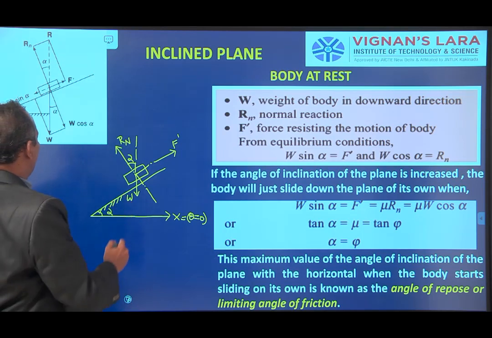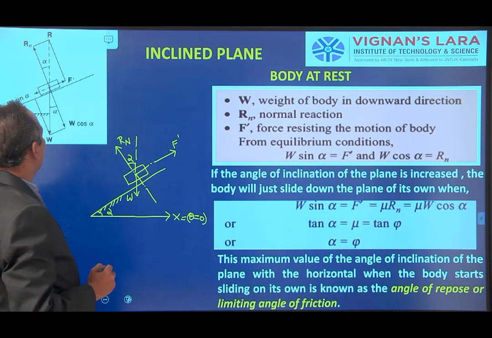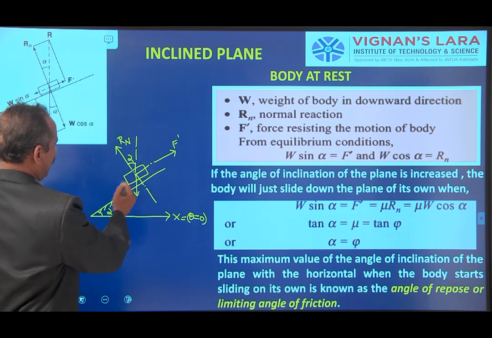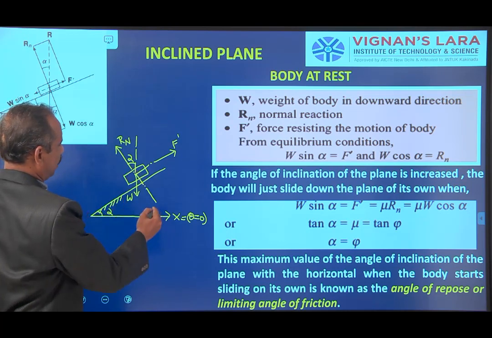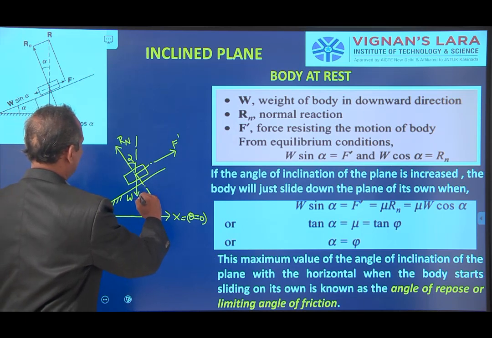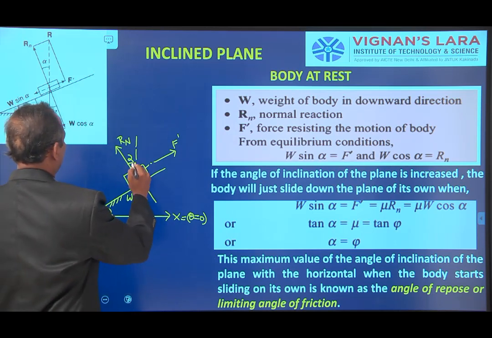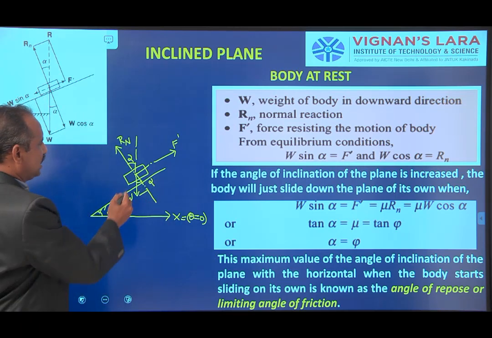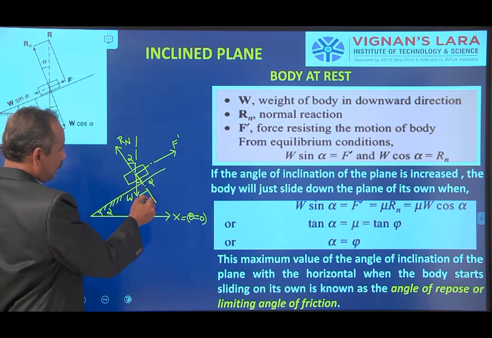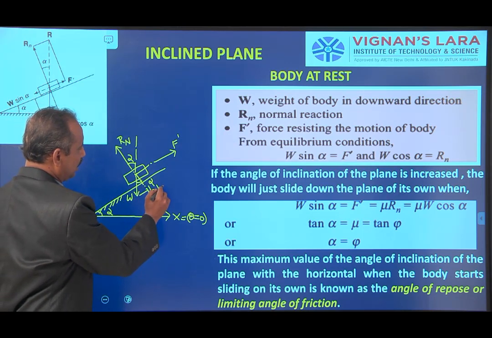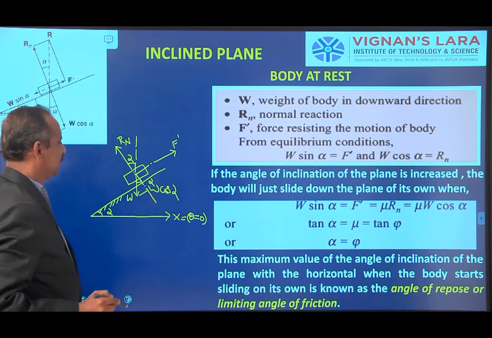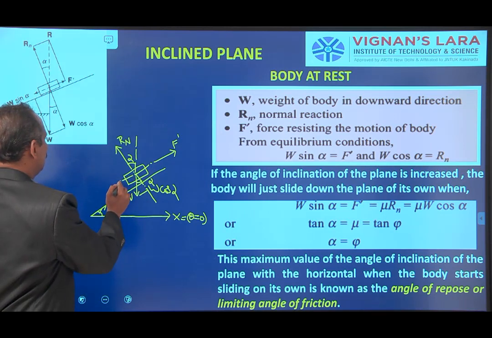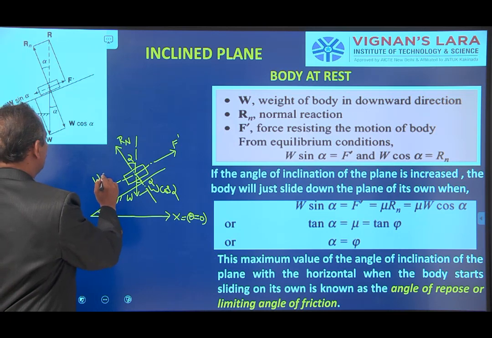Then I can resolve this weight into one component parallel to this plane and another perpendicular to this plane. So if this angle is alpha, automatically this is also alpha. Then this is W, and this component is W cos alpha. The other component, which is parallel to the inclined plane, is W sin alpha.